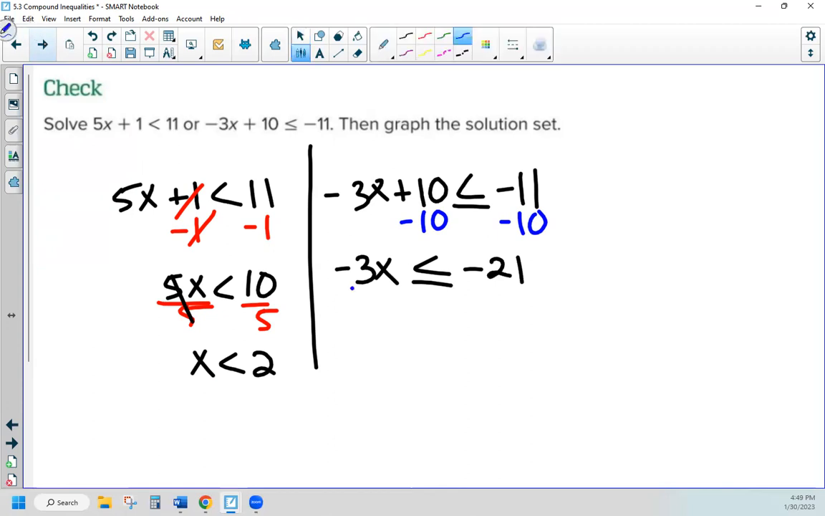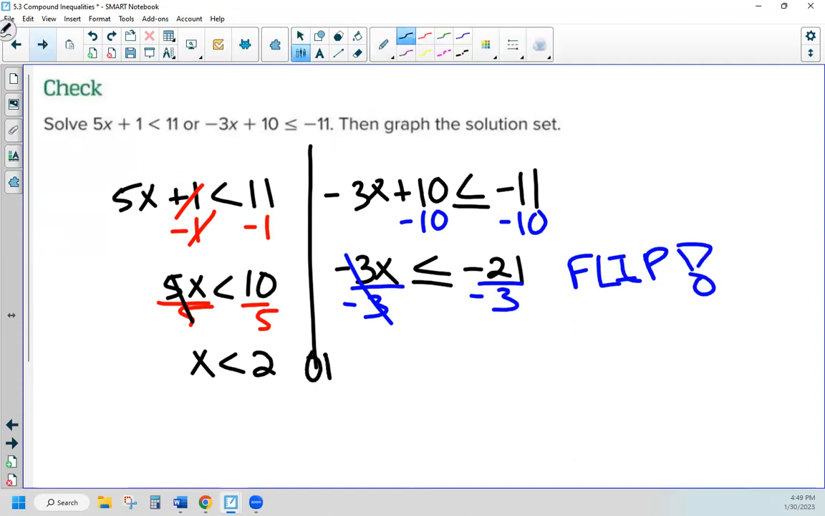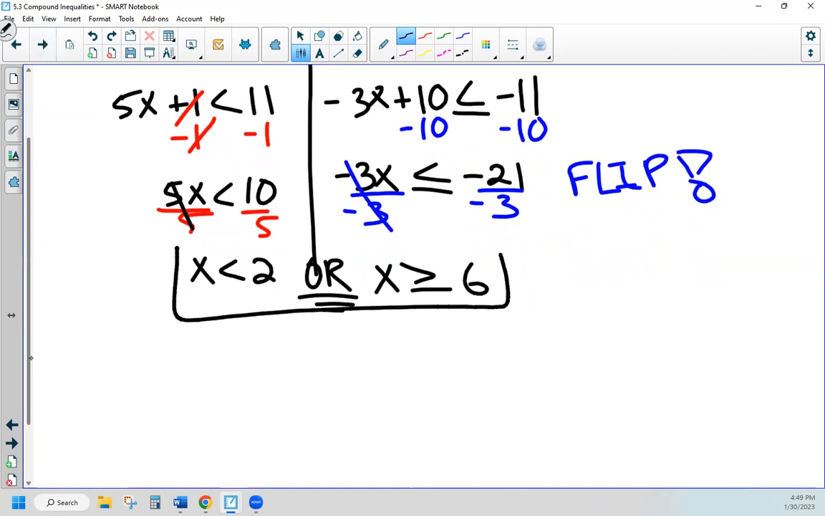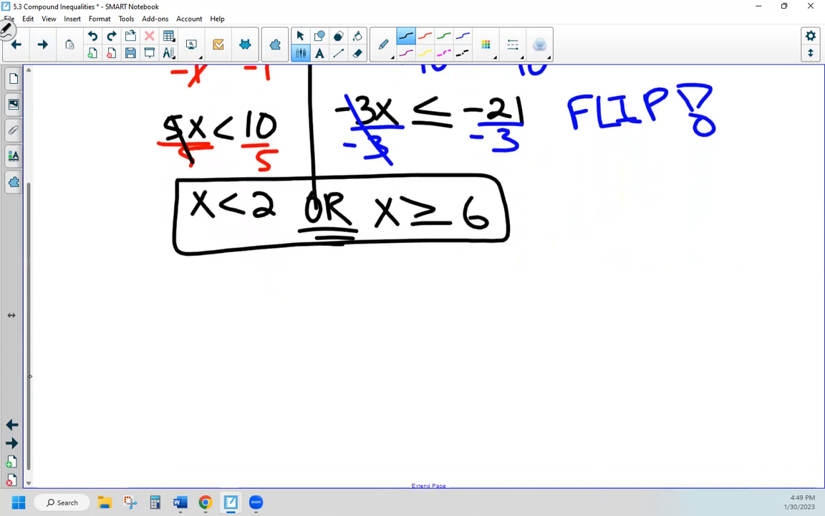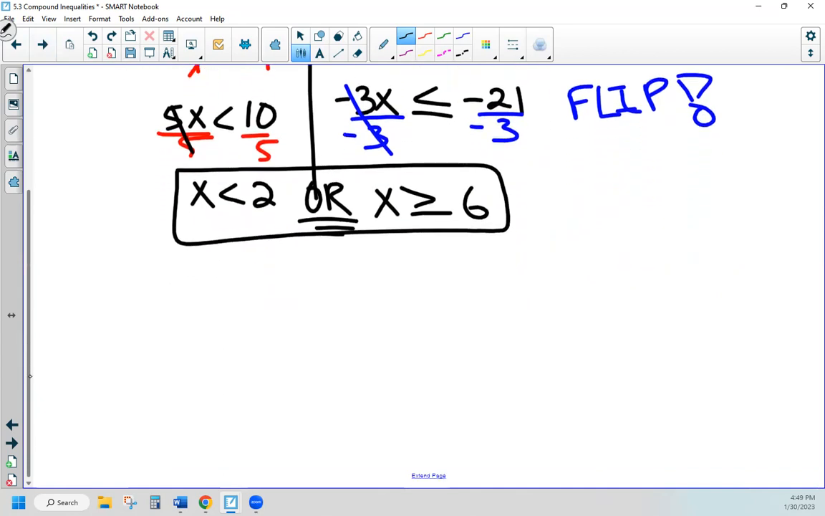And lastly, divide by this negative 3. What do we notice? We notice that we divided by a negative, so we've got to make sure we flip the symbol. What's your final answer? Our answer is x, flip my symbol, is greater than or equal to 6. Boom. Okie dokie, artichoke. What do we got? The number 2, 3, 4, 5, 6.